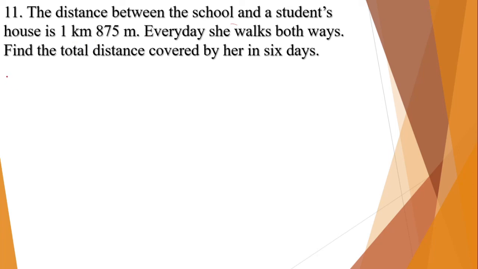Now we know that 1 kilometer is equal to 1000 meters. Now here we have only 875 meters, right? So we can't convert it into 1 kilometer also. But 1 is already in kilometers. But 875 to convert it into kilometers, it's not possible. So we will convert it into meters.